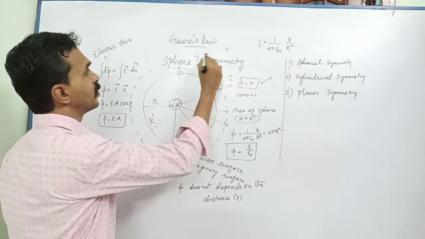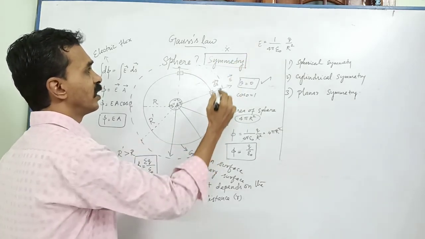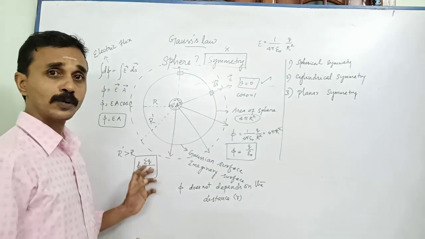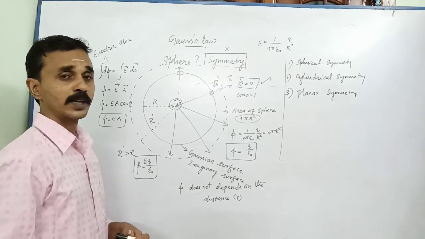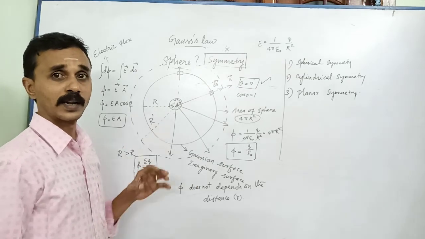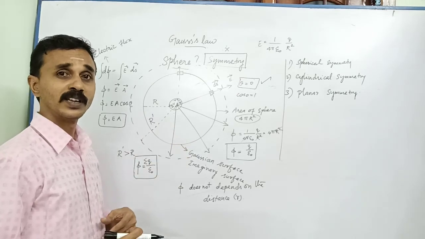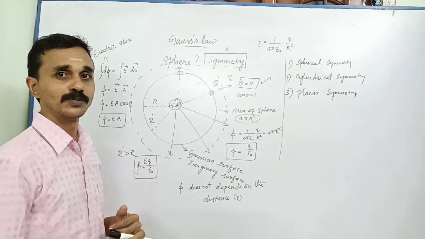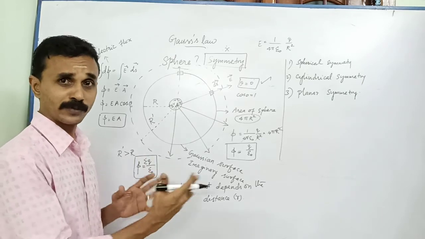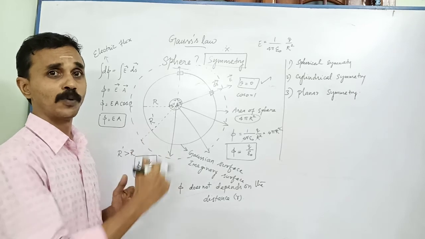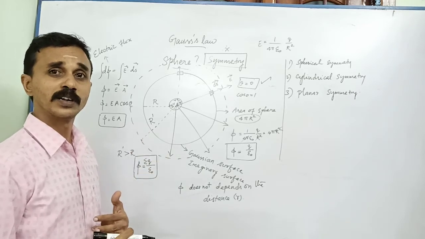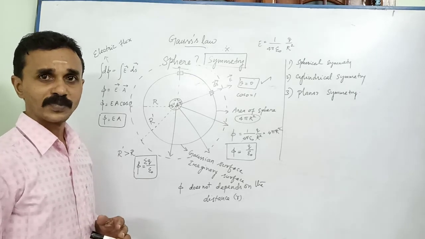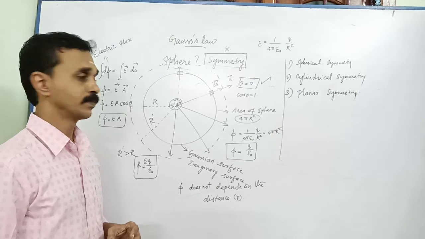By considering this symmetry, it is very easy for us to calculate the electric field. So I am going to apply Gauss law rather than Coulomb's law. Gauss law is a very efficient method to calculate the electric field. It is the advanced method of Coulomb's law, a step advanced method which involves symmetrical calculations. By symmetry, we can make our calculation the easiest one.